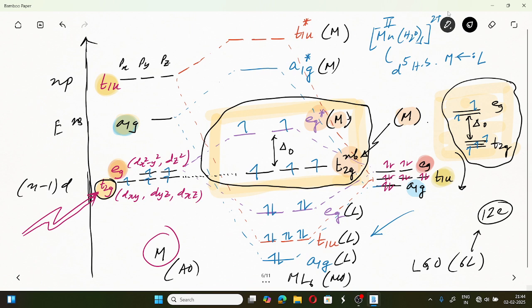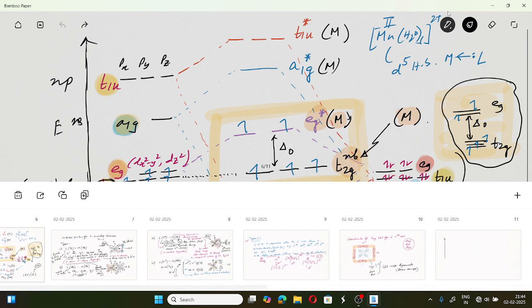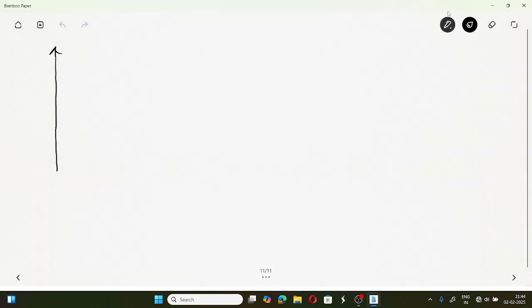Now these orbitals, that is T2G non-bonding and EG star, both are of metal character. We will consider only this part, ঠিক আছে? তাহলে এই যে orbitals গুলো দেখাচ্ছি আমরা, they are of metal character. So we are writing like this.